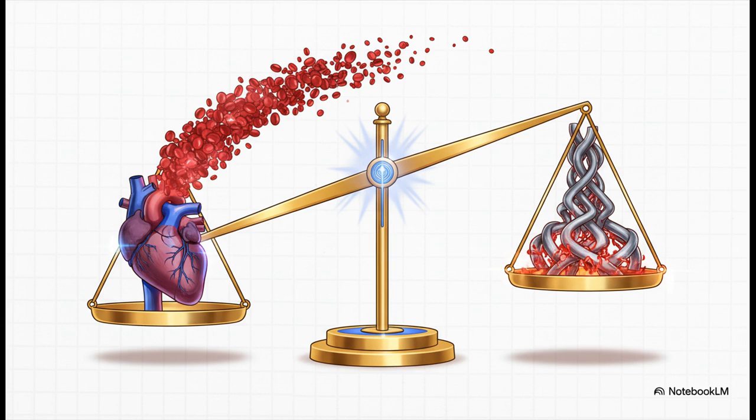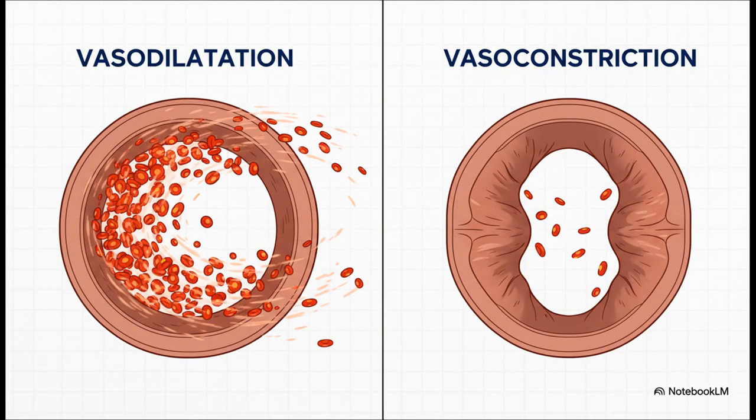That's it. And the main players in changing that resistance are these tiny little vessels called arterioles. I want you to think of them as the gatekeepers. They have muscular walls that can either clamp down, which we call vasoconstriction, or relax and open up, which is vasodilation. By doing this, they can direct more blood to your muscles when you're running or to your gut after a big meal, all while keeping the overall system pressure stable. So many of our blood pressure meds work right here on these little guys.